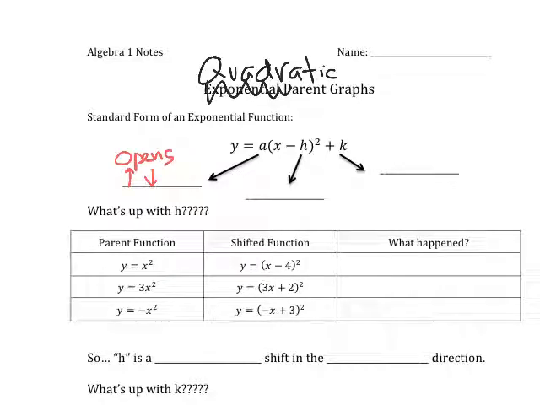We're not going to worry about that very much, so we don't really need to mess with that. But we do need to mess with H and K. Okay, so H is always inside the parentheses. So whatever number is inside the parentheses is your horizontal shift. And K, the number out back, is always your vertical shift.